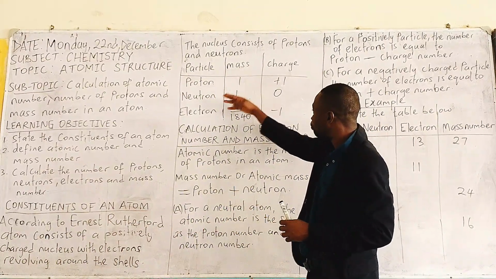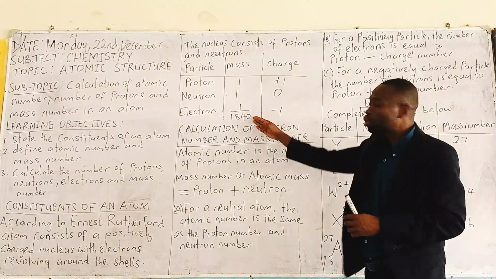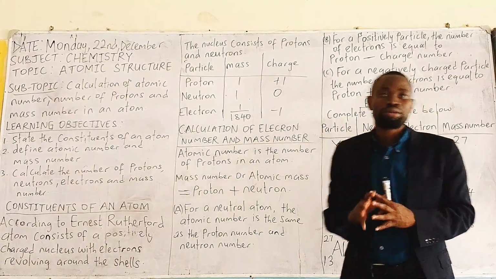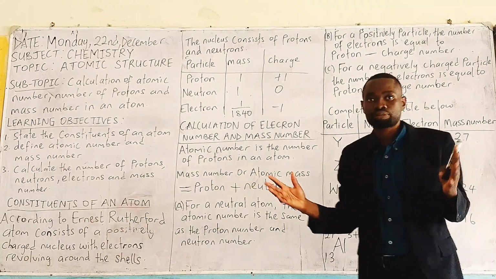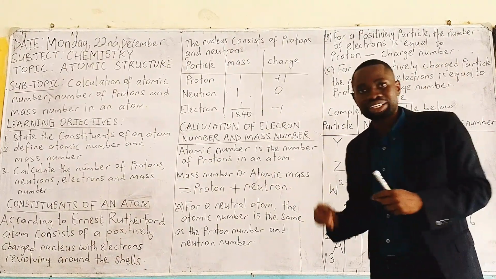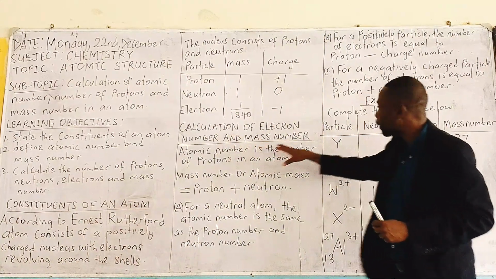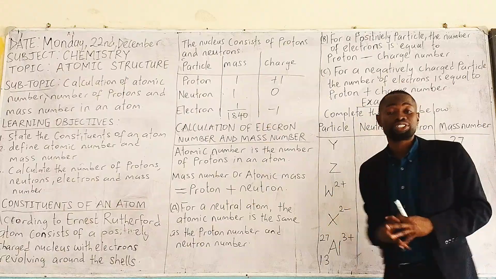The relative mass of the proton and neutron is 1. Electron has a very small mass. Sometimes the mass of an electron can be negligible. But the main thing we want to study today is the calculation of electron number and mass number. So we have a formula for that.